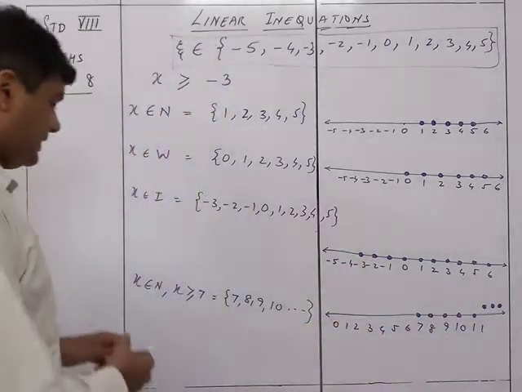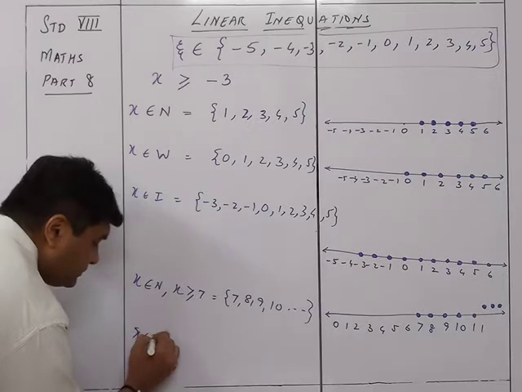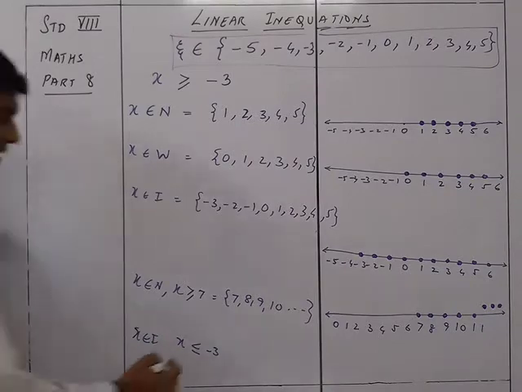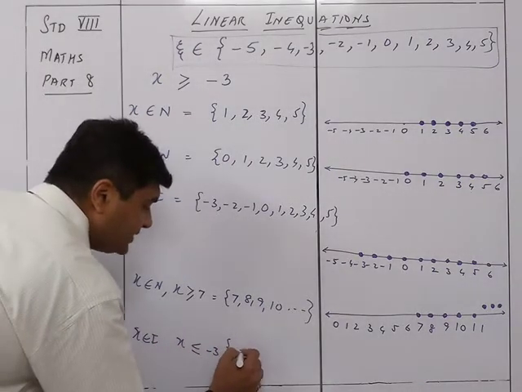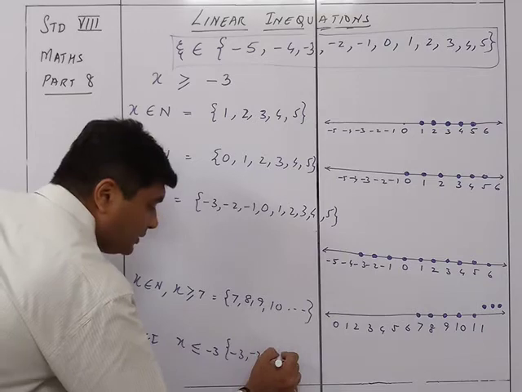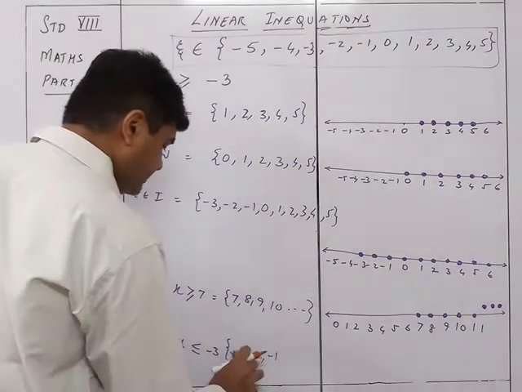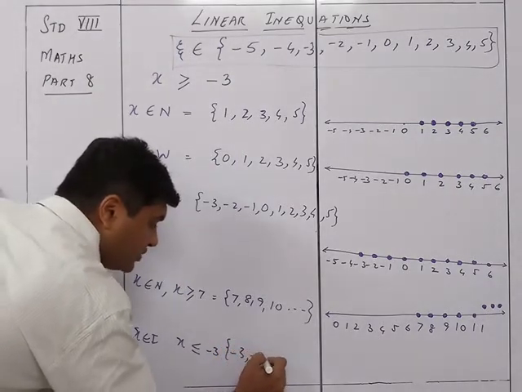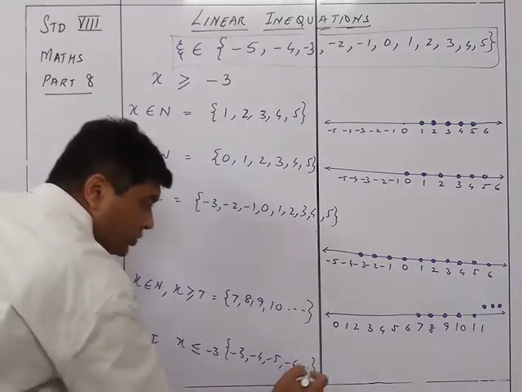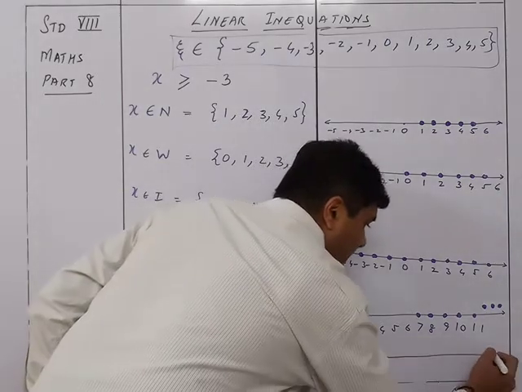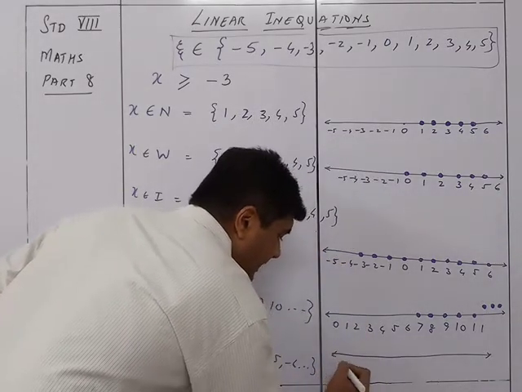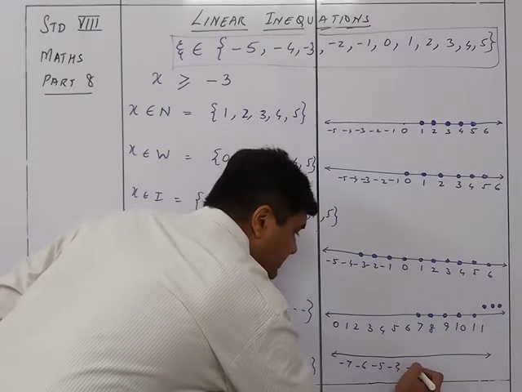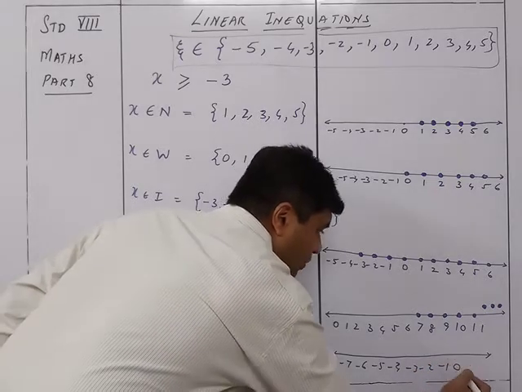Same way, if this were such that x is an integer where x is less than or equal to -3, then the answer will be -3, -4, -5, -6 and so on. Sorry, I made a mistake earlier. So you are going to draw it the same way over here like this. You are going to have -7, -6, -5, -4, -3, -2, -1, 0, 1, 2.